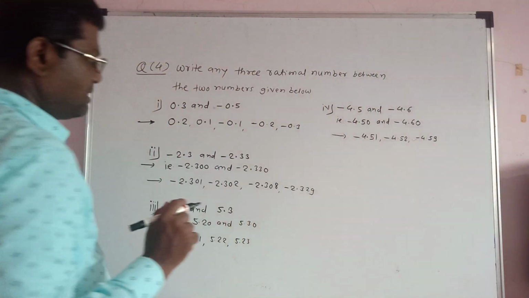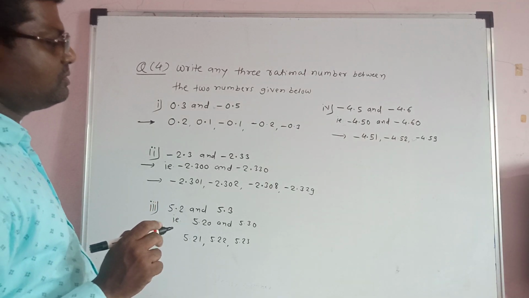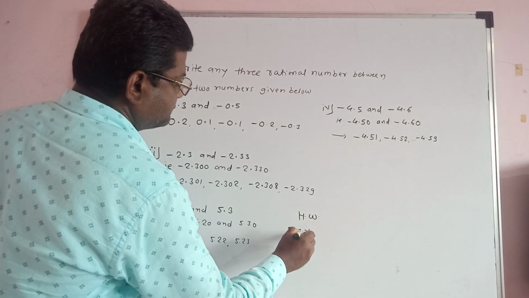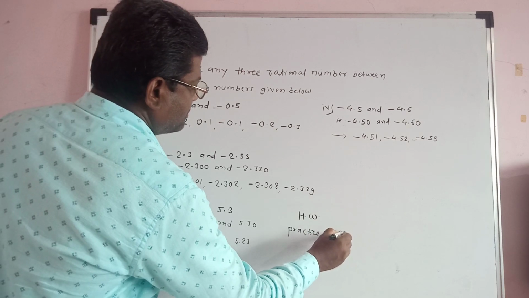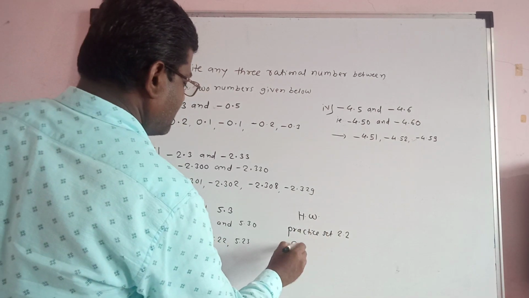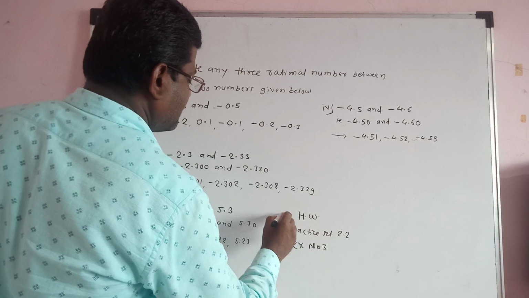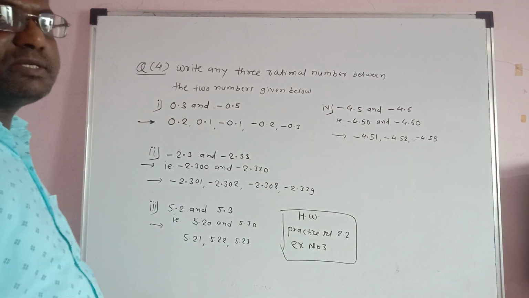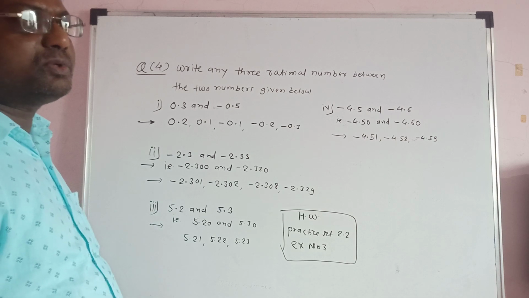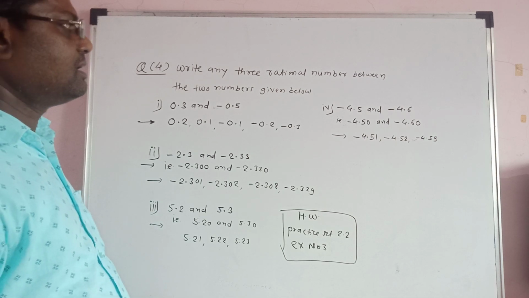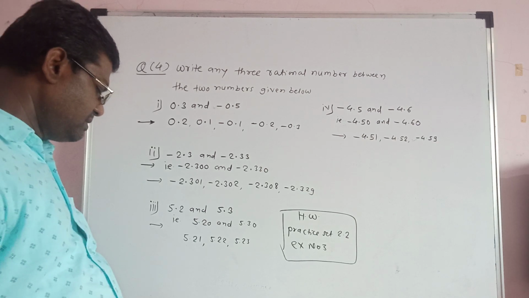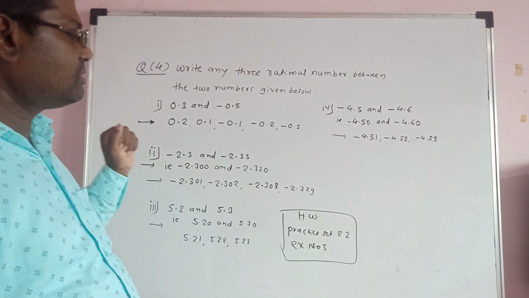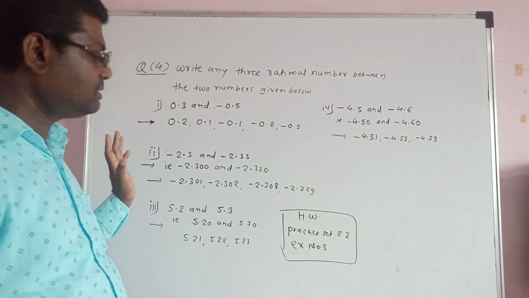Now students, here is homework for you. Homework is practice set 2.2, example number 3, that you have studied in 8th standard: how to represent the numbers root 2, root 3, root 5, root 7, root 10 on the number line. And this example is to represent the numbers root 5 and root 10 on the number line. So this is homework for you. Thank you.